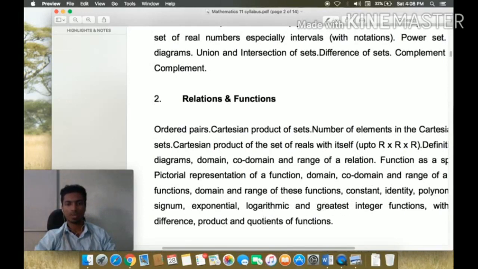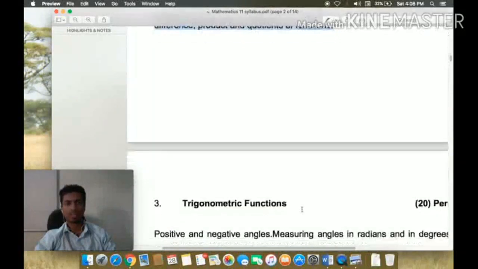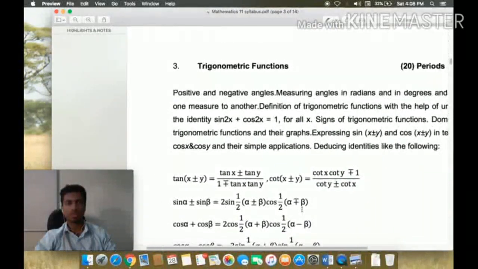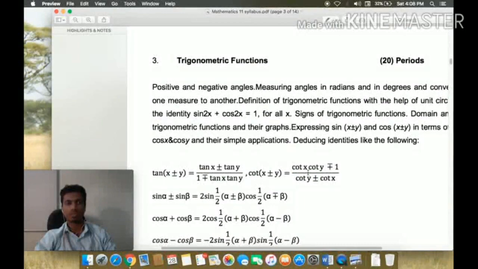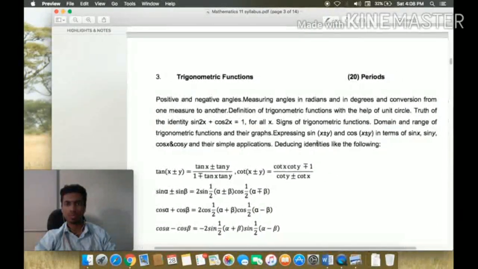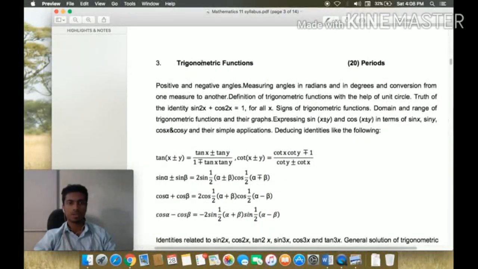Coming to the third one, your trigonometric functions. As you've done in class 10, the trigonometric functions sine, cos, tan, etc. We'll be having an expansion of those in class 11, finding the angles in degrees with the help of unit circles, etc. We'll be having different formulas: tan(x+y), cot(x+y), sin A plus sin B, sin 2 theta and all. This is the most important chapter of class 11, so make sure you study this chapter very carefully.